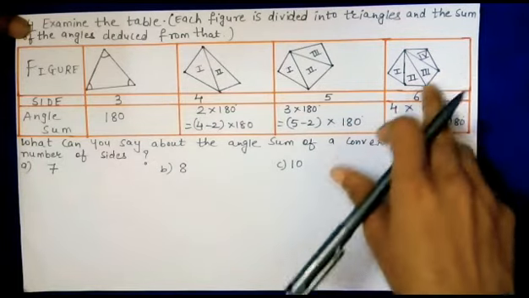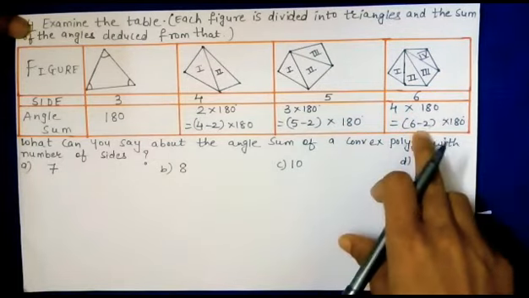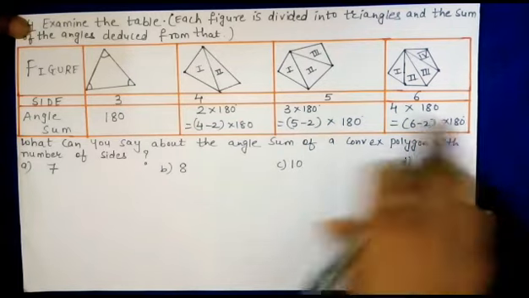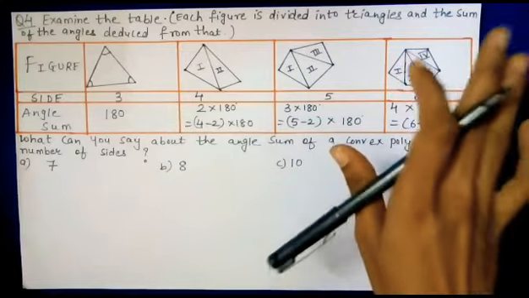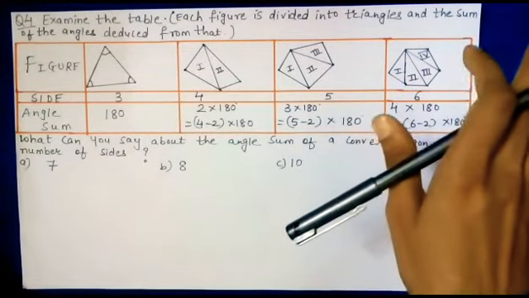So number of sides are 6. So 6 minus 2 into 180. So this way you can find out the total of all the interior angles. You can find out the total angle sum.